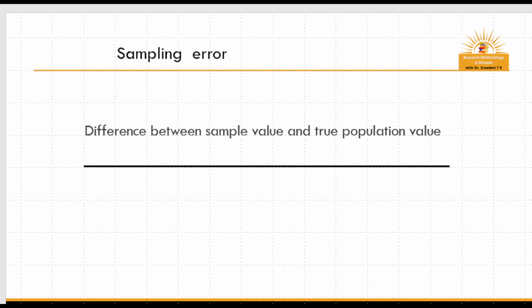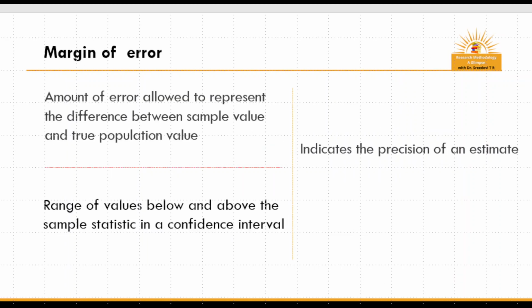Here comes the role of margin of error. What is margin of error? Margin of error is the amount of error allowed to represent the difference between sample value and true population value. It's the range of values below and above the sample statistic in a confidence interval. This indicates the precision of an estimate. So, margin of error is the amount of error allowed to represent the difference between sample value and true population value, and it indicates the precision of an estimate.